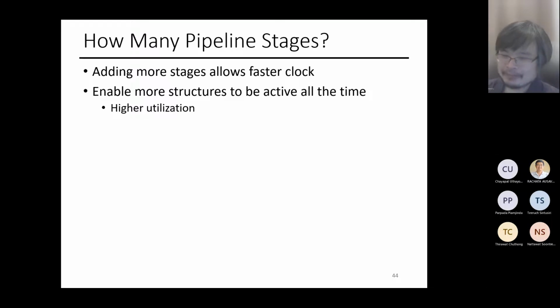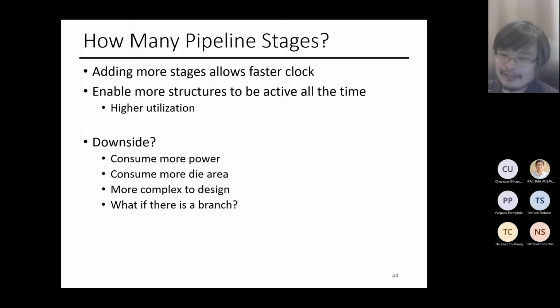What are the downsides? We have more components, which consume more power, more die area, and more complexity, since it is more complex to design. And also, what if there's a branch? That's a pretty important question to ask, but not for this particular lecture. It's for the next few lectures when we talk about branch prediction.